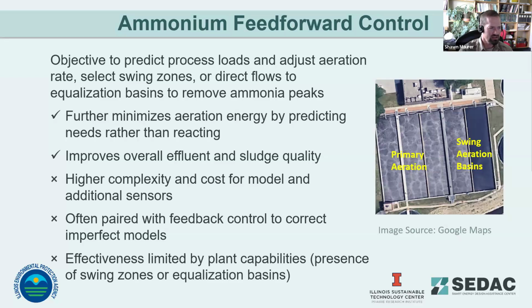And effectiveness can be limited by the plant's capabilities. You need to have some ability to have swing zones in your process for this to be very effective. Otherwise, you're going to still have some fluctuation in effluent ammonia where you get occasional breakthroughs with spikes coming in the influent.